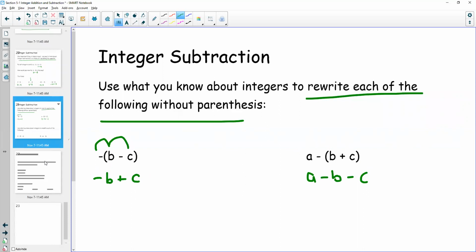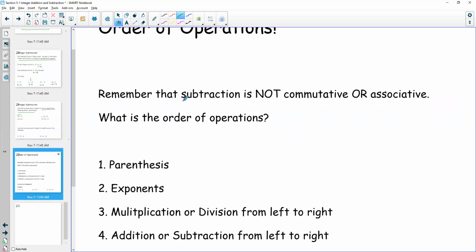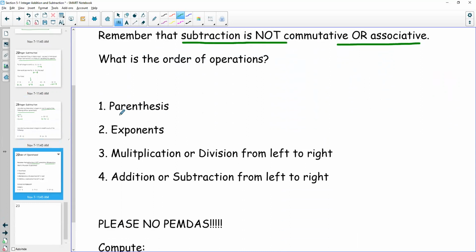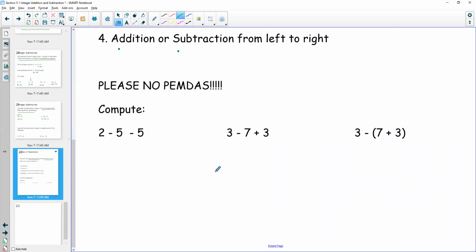You're changing everybody's sign. Finally, now that we're here, remember that subtraction is not commutative or associative. You cannot reorganize subtraction the way we can addition or multiplication. Remember order of operations: parentheses, exponents, multiplication or division from left to right, addition or subtraction. I've told you that I'm not a fan of PEMDAS, simply because it misleads kids. Take a minute, solve these, see what you get. Okay.